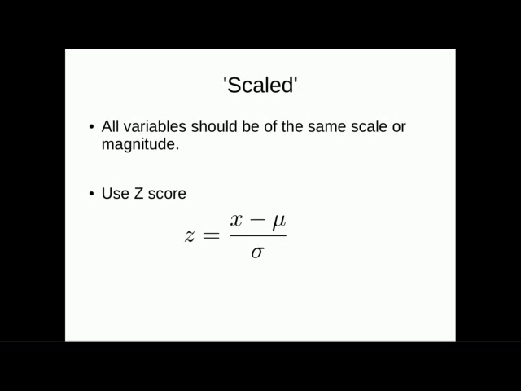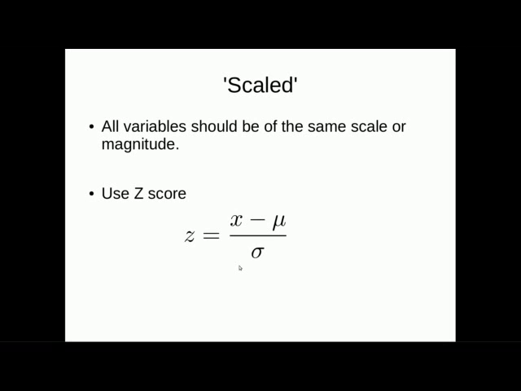What scaled means is that we want all of the variables to be about the same scale or magnitude. A really easy way to do that is to use z-score, which is something that we would use in statistics if we were converting between two different normally distributed populations. If you're not familiar with z-score, that's okay. It's pretty easy. You take your original input value, subtract the mean, and divide by the standard deviation. That gets you a new score, z, which has an average of 0 and a standard deviation of 1. So everything is on the same magnitude.